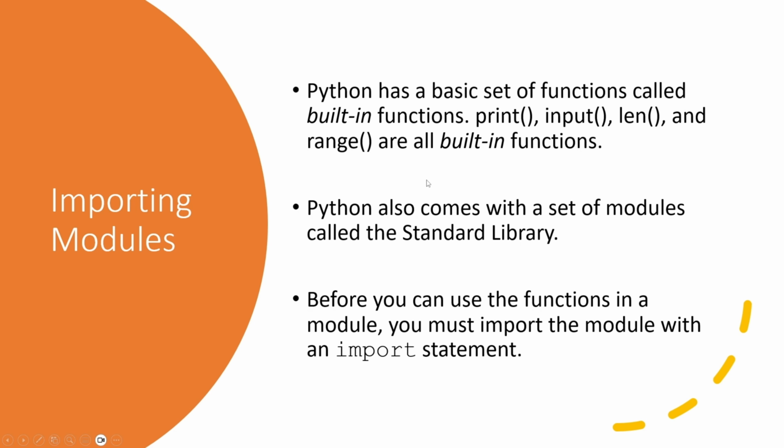Python has a basic set of functions called built-in functions. Print, input, and len are all built-in functions. Python also comes with a set of modules called the standard library. Before you can use a function in a module, you must import the module with the import statement. This is for the modules that don't come as part of the built-in functions.